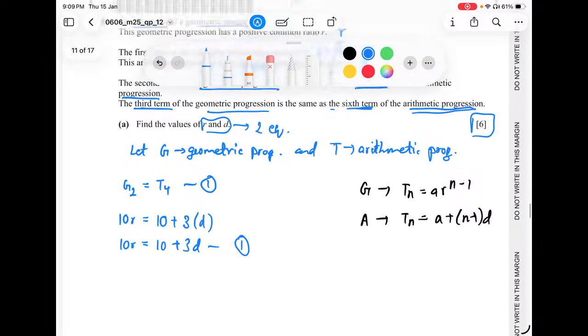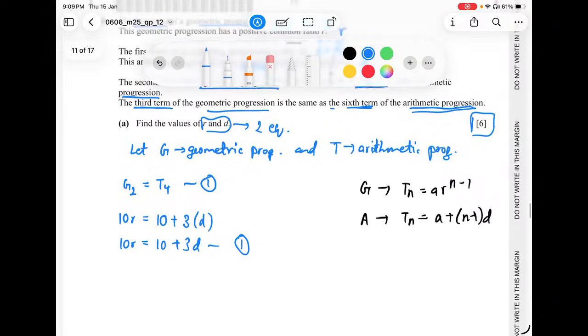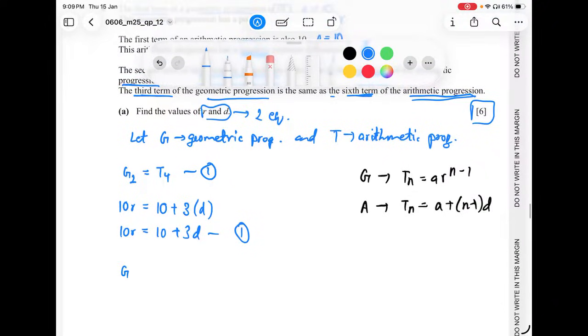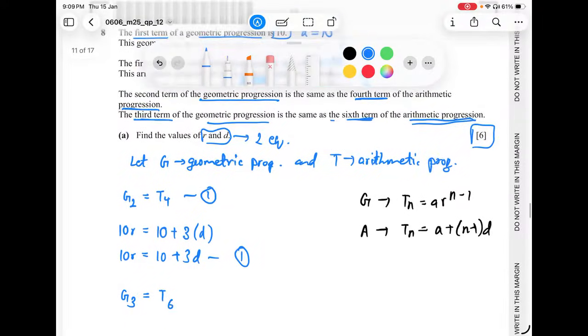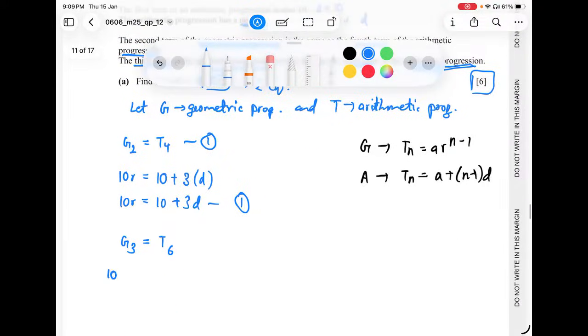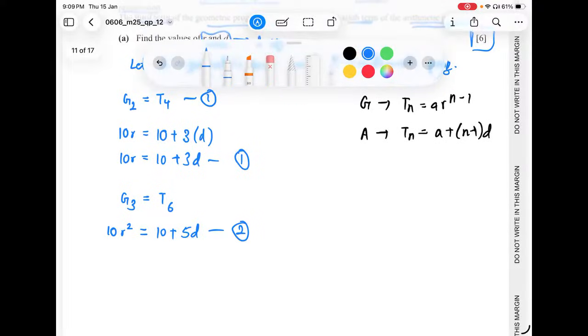Now for the second equation, they have given the next information as the third term of the geometric progression. G3 is going to be the same as T6. So G3 is basically 10 times r to the n minus 1, which is r squared, equals to T6. So a is 10 plus (6 minus 1) 5d. So that's your second equation. Now you just solve the simultaneous equations for this.